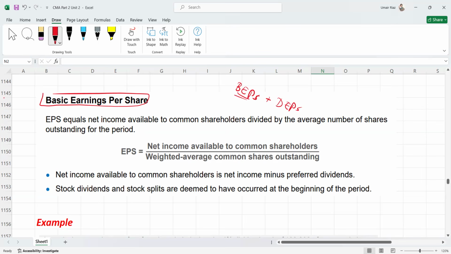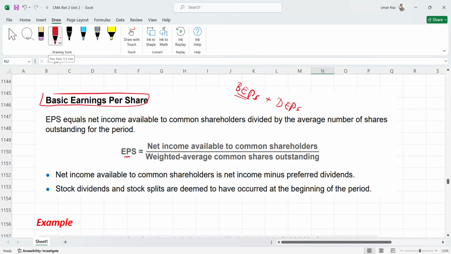So when we calculate basic EPS, this is the formula for basic EPS. We need net income available to common shareholders. So we need actually the profit which is available to the common shareholder. That is why preferred dividend is always removed. So please remember how net income available to common shareholders is calculated.